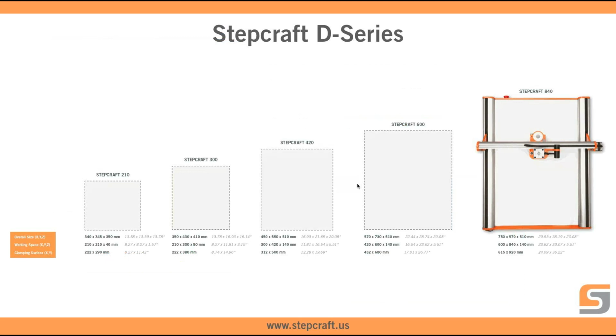Our initial line of machines was called our D-Series, and D, I guess you could say, stands for Desktop Series. Right now we have letters that denote different models. The D-Series has 5 different size machines, our smallest being the 210 to our largest being the 840. This chart is on our website if anybody is interested in the exact sizes. The number denotes the length of the machine in millimeters, so the 840 is 840 millimeters of work area in the y-axis, roughly 33 inches or so.